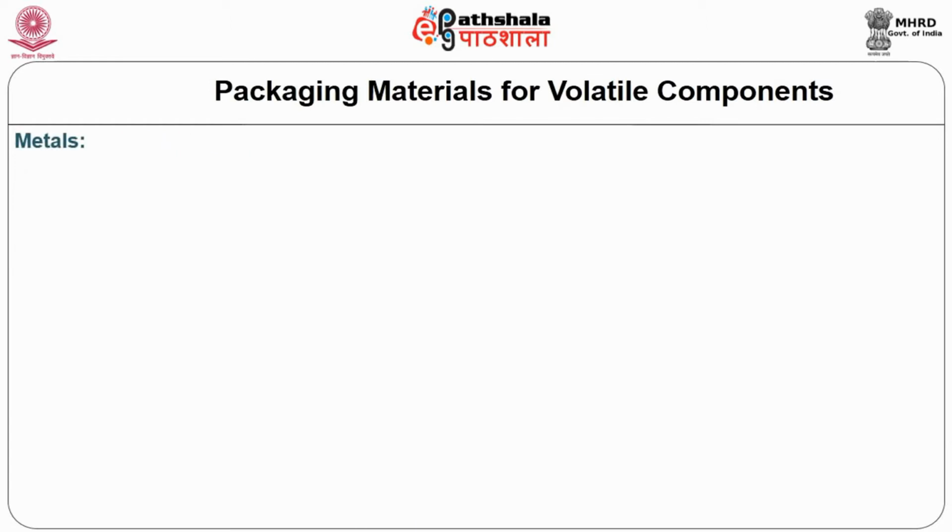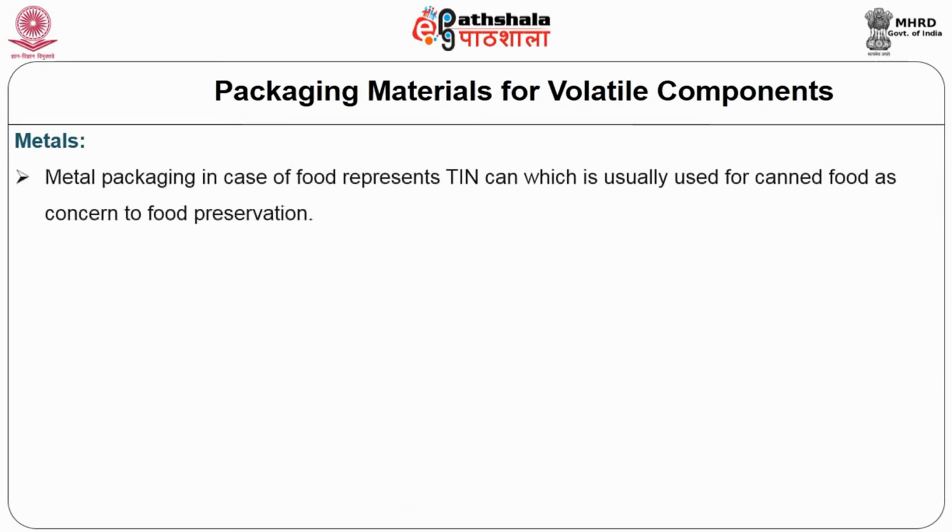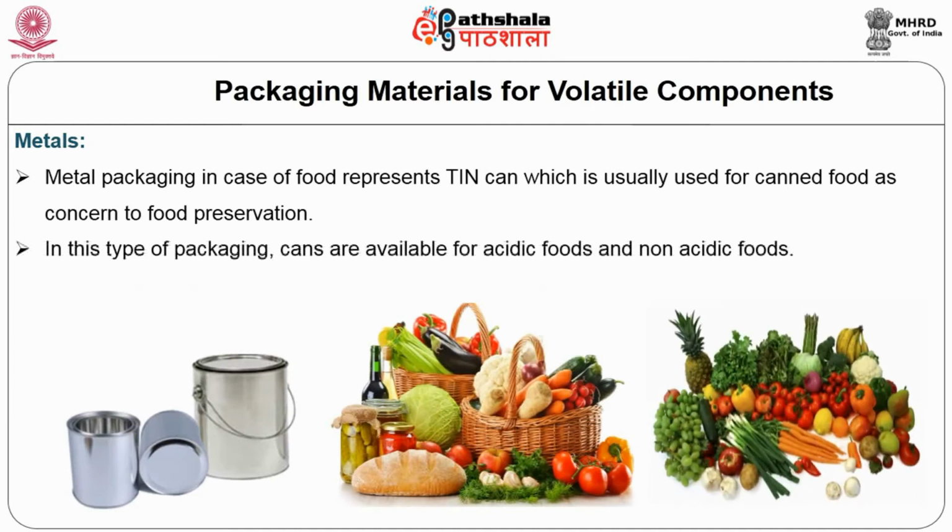The second type of packaging material used for volatile components is metal. Metal packaging in the case of food represents the tin can, which is usually used for canned food with regard to food preservation. In this type of packaging, cans are available for acidic foods and non-acidic foods. Volatile components come under non-acidic foods.